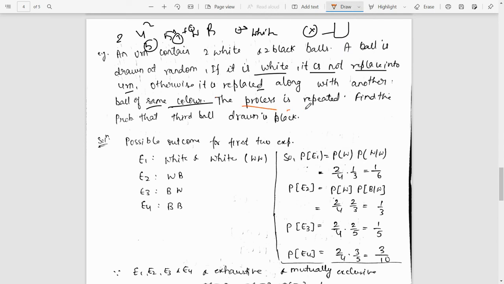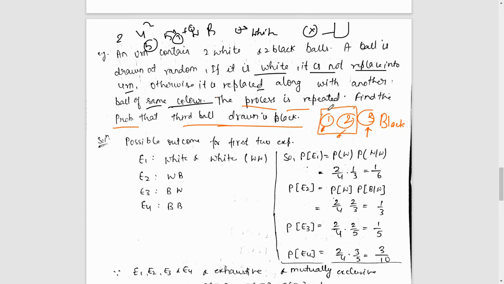The process is repeated. Find the probability that the third ball drawn is black. So the first ball must have been drawn, and it must have been something. The second ball is drawn, and it must have been something. But now just focus on the third ball: what is the probability that the third ball is black? Okay. So if we're talking about the third ball being black, we have to consider all the possibilities for the first and second balls. And this is fairly simple.